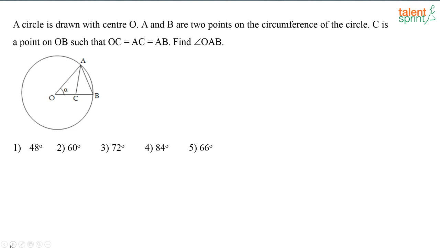This question is on circles, geometry. Circles and triangles. A circle is drawn with center O. A and B are 2 points on the circumference of the circle. C is a point on OB such that OC is equal to AC is equal to AB. Find angle OAB. So solve this question and give me the answer.